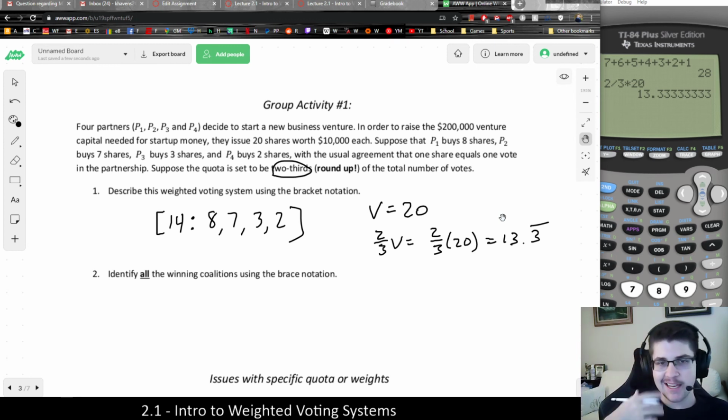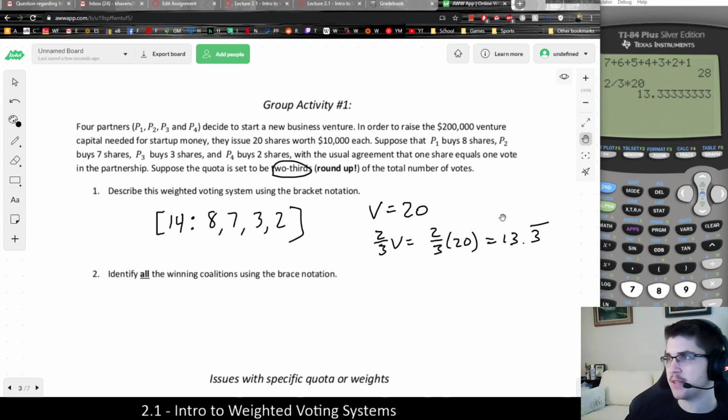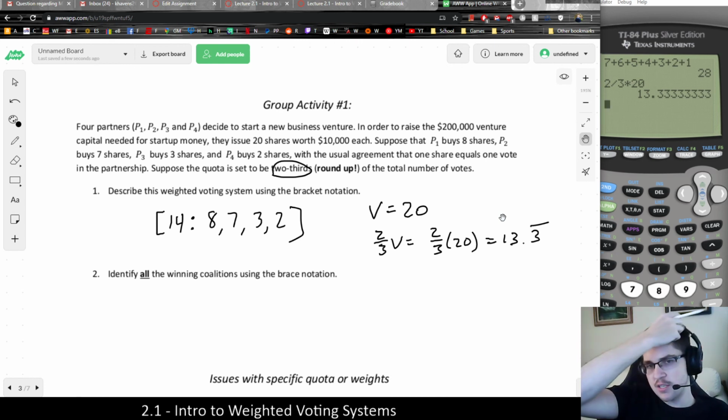But essentially, if you ever get a non-round decimal, you're always going to round it up regardless of whether it says to take a majority or not, just because rounding it down is always going to shortchange the needed quota for the particular situation.